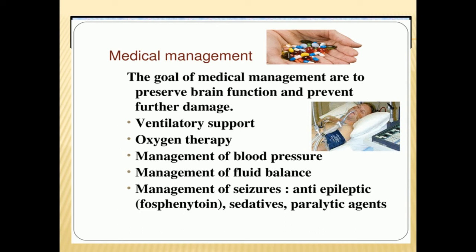Then if the patient is very irritable, we need to give sedatives. But when you give sedatives, we have to be very cautious, because many of the sedatives depress the respiratory center. So we need to have a balance in how much we are sedating the patient. Next is the paralytic agent, because if the patient is very irritable, then we need to give paralytic agents. Paralytic agents can be ketamine. So this is the first part of the medical management.